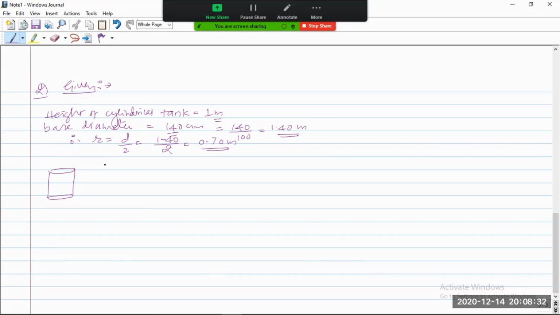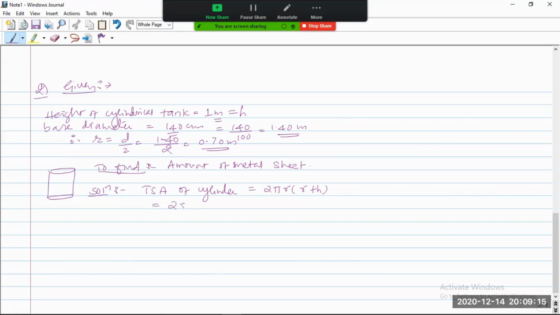Means we need to find the TSA, the total surface area. This was given. Now what we need to find is the amount of the sheet required, how many square meters of metal sheet. So the solution is obviously the TSA, the total surface area of a cylinder. We know the formula: it is given by 2 pi r times (r plus h). Do you know everything here? This is your height and this one is the radius, and the remaining part is already known.